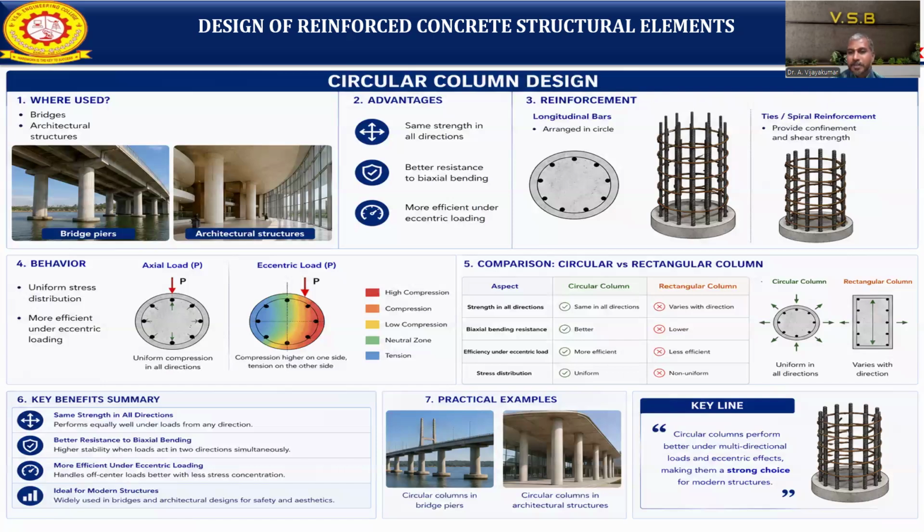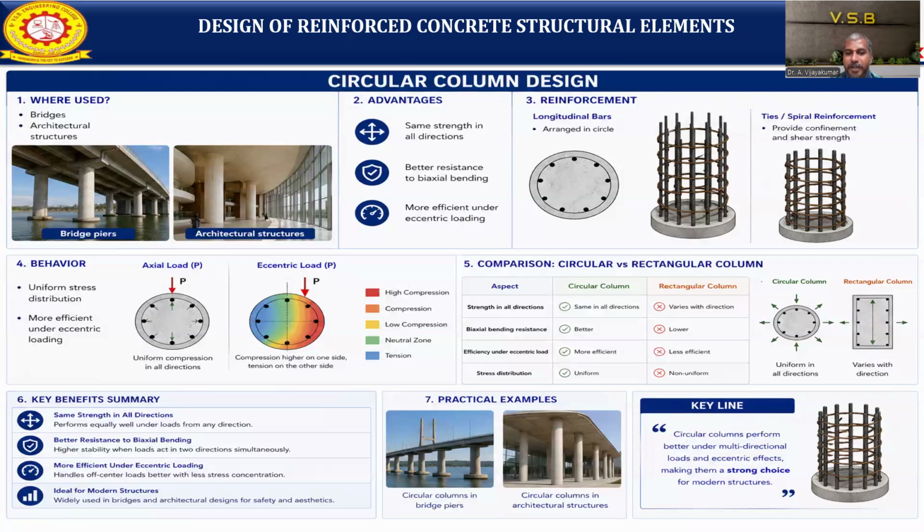What is the summary? You see the summary. The same strength in all directions. Circular columns perform equally well under loads from any direction, with better resistance to biaxial bending and higher stability when loads act in two directions simultaneously. They are more efficient under eccentric loading and handle central loads better with less stress concentration. So they are ideal for modern structures, widely used in bridges and architectural designs for safety purposes, and we can use this type of column.